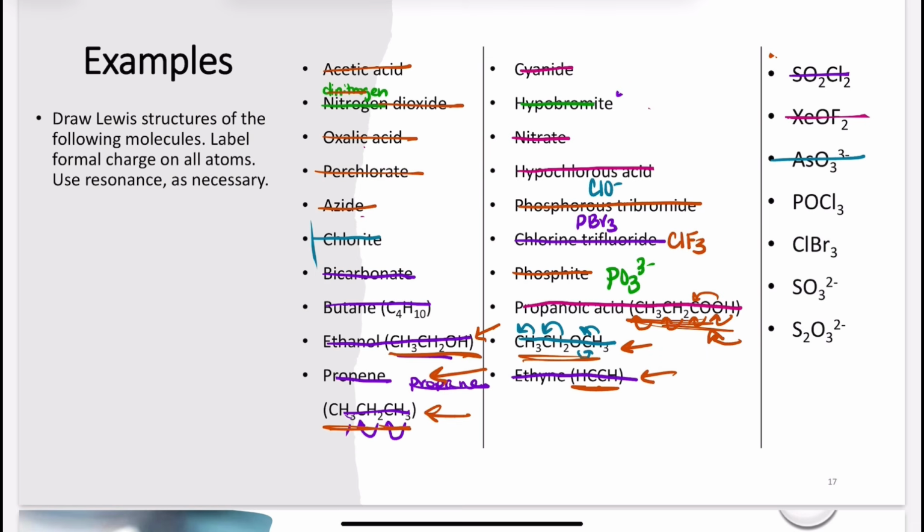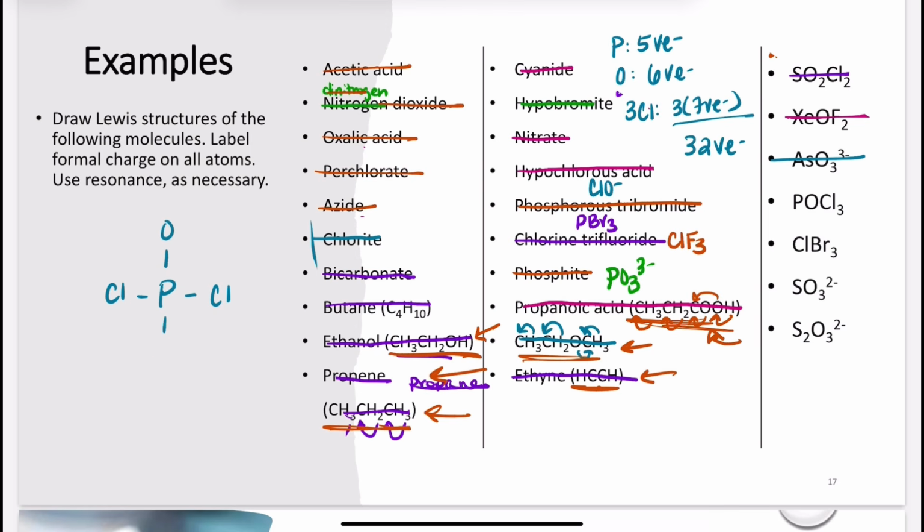POCl3. Phosphorus, 5 valence electrons, and oxygen, 6 valence electrons, and 3 chlorines, 3 times 7 valence electrons. 21 plus 5 is 26, plus 6 is 32 valence electrons. Phosphorus, oxygen, chlorine, chlorine, chlorine.